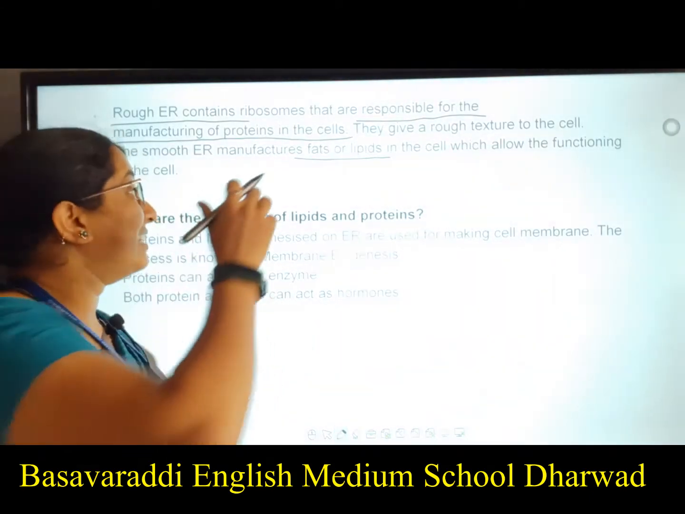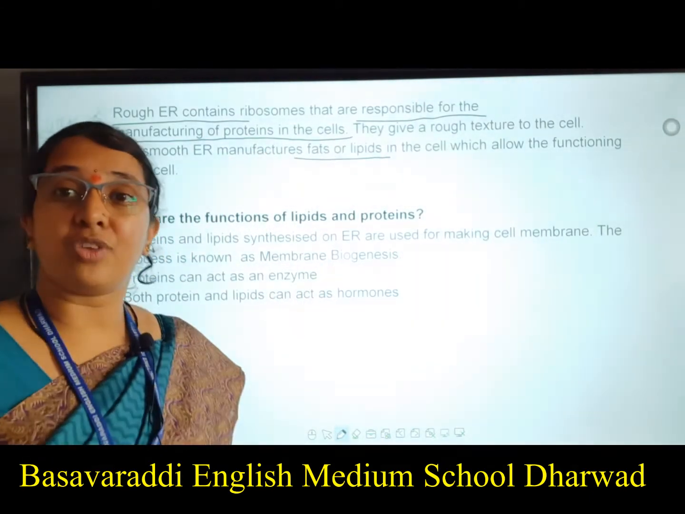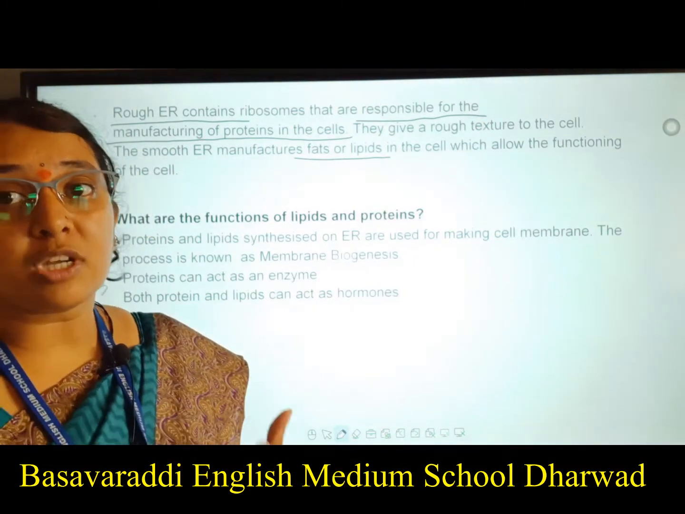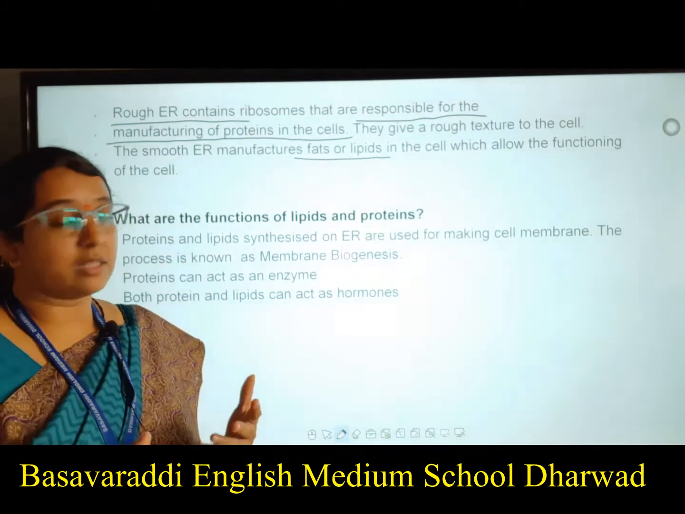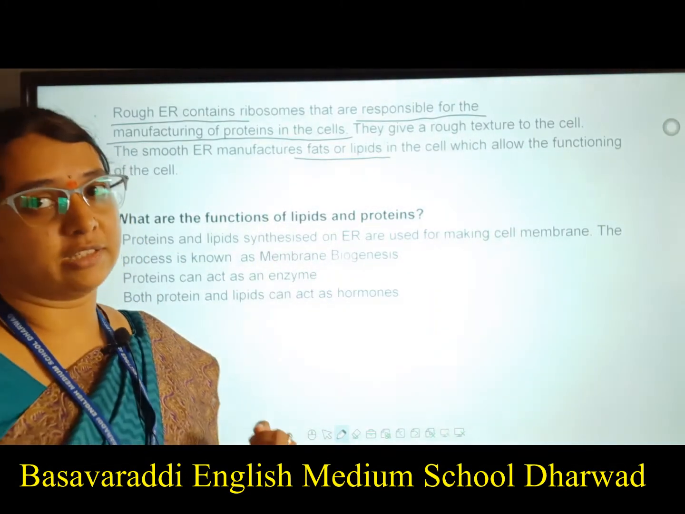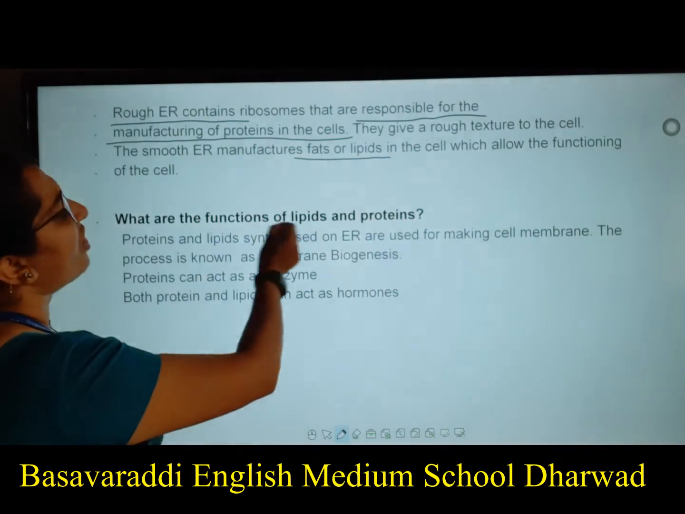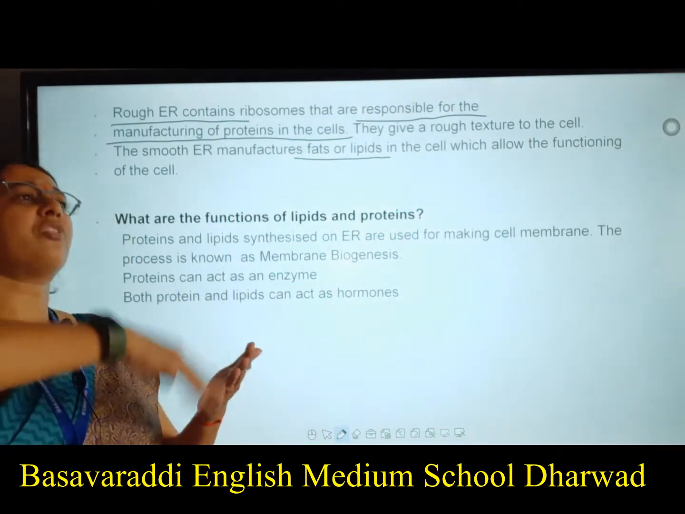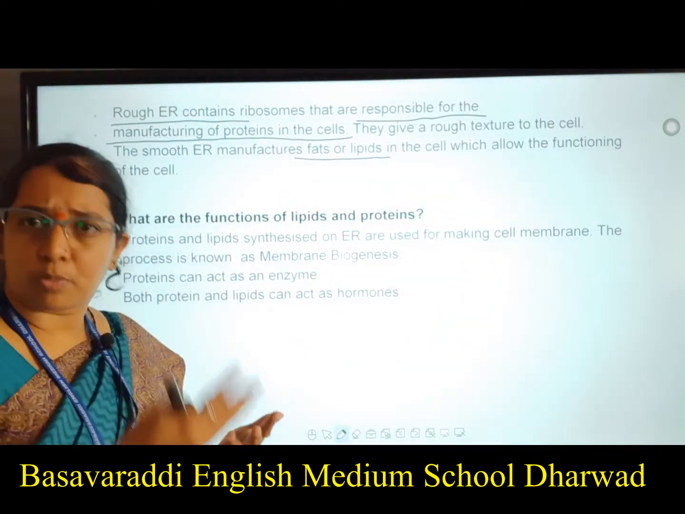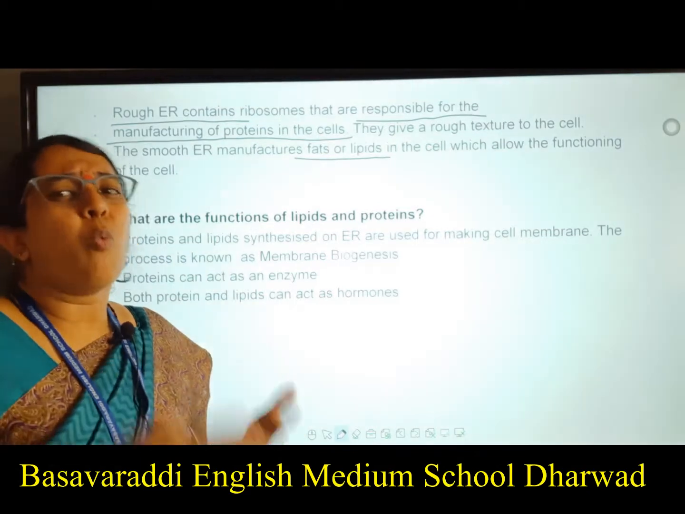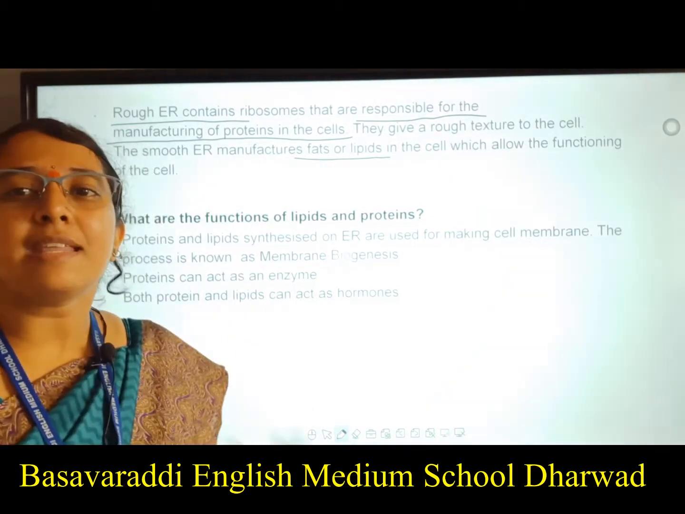As we have studied in the plasma membrane, we have lipids as well as protein constituents in the membrane. So these fats and lipids are very important. What are the functions of lipids and proteins? As we see, there is the production of proteins, and at the same time the production of lipids, fats. Why are they important? What is the reason?